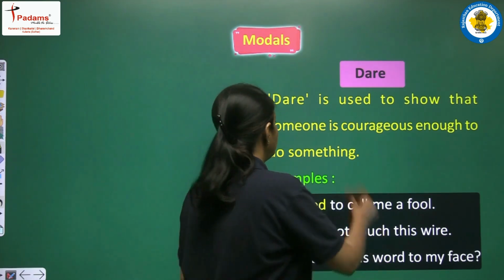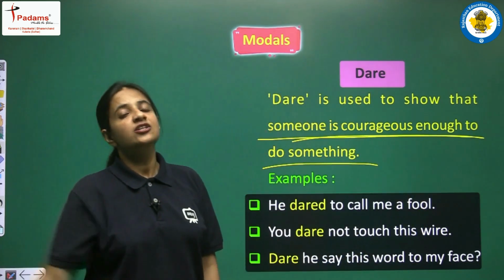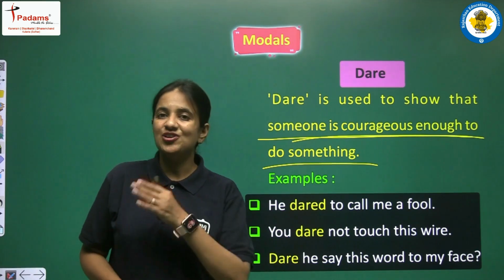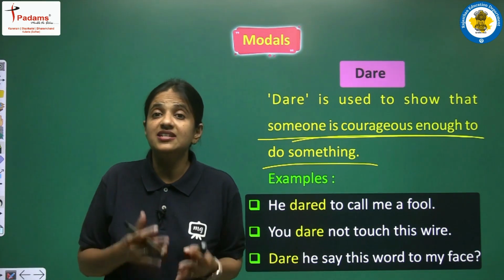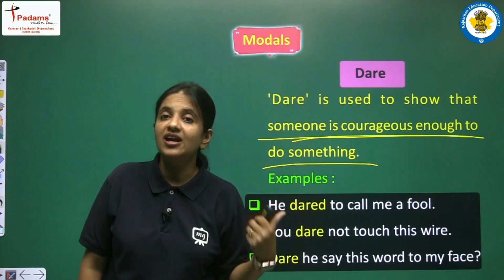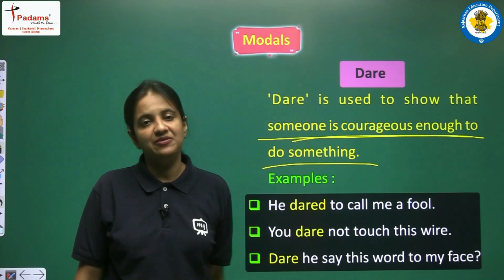Dare is used to show that someone is courageous enough to do something. So whenever we are trying to show someone's courage, whenever we are trying to show that someone is courageous enough, then we have to use this word dare as a modal auxiliary. So how can we use this word? Let's see the examples that we have here.